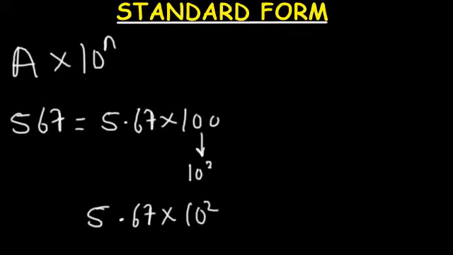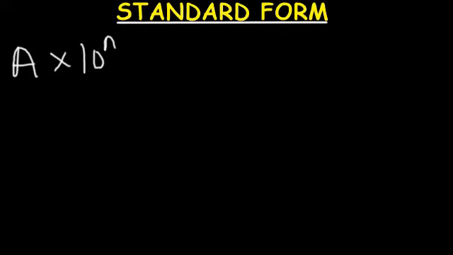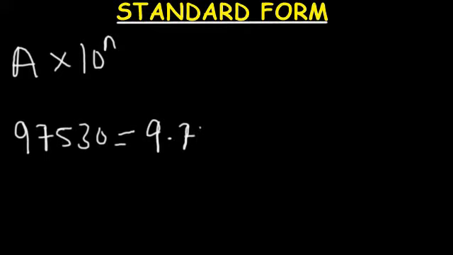So that is the basic idea behind standard form and how to write problems in standard form. Let's work out one more example. So let's talk about 97530. How can we express this in standard form? Now, this simply equals 9.753 times 10,000. So 9.753 times 10,000 is simply equal to 97530.